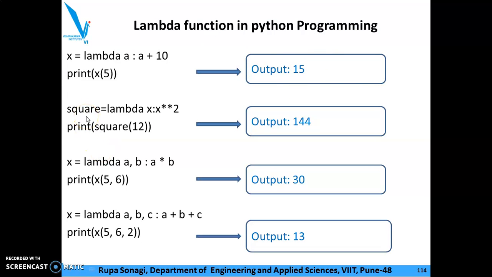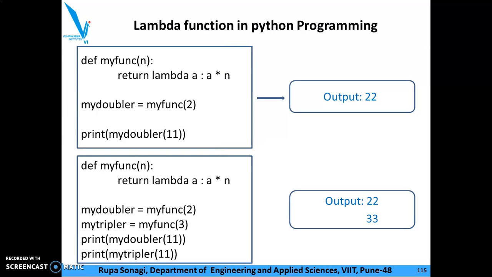You can have a square. Just now I have shown the example. Next, you can perform addition, subtraction, multiplication, or any valid expression through the lambda function. So let us understand x is equal to lambda a comma b. The arguments are a comma b, colon, and it performs the multiplication. When I pass the parameters x of 5 comma 6, it performs the multiplication of 5 and 6, and you get the answer as 30. Similarly, I can perform the addition.